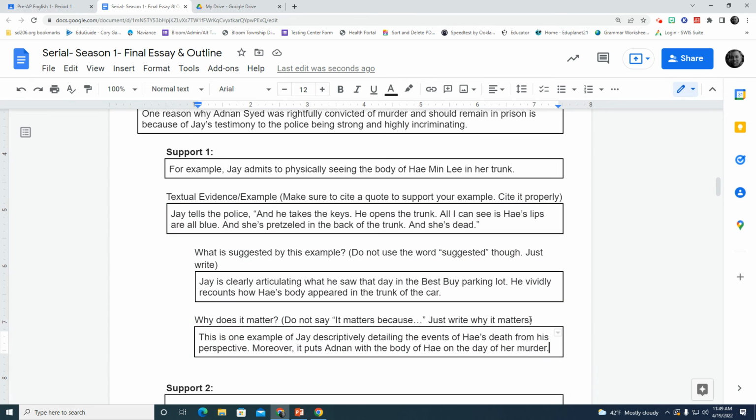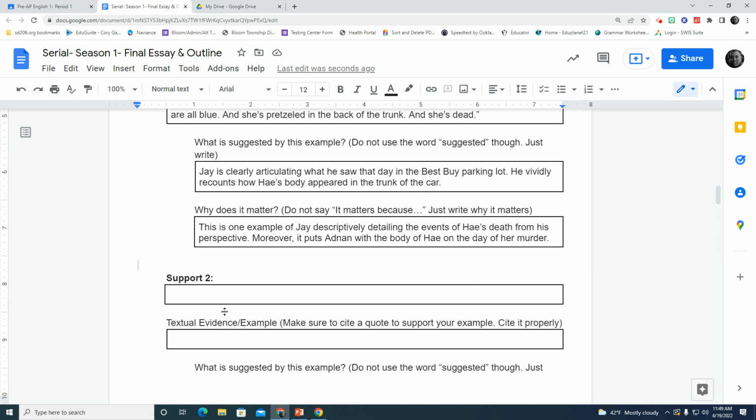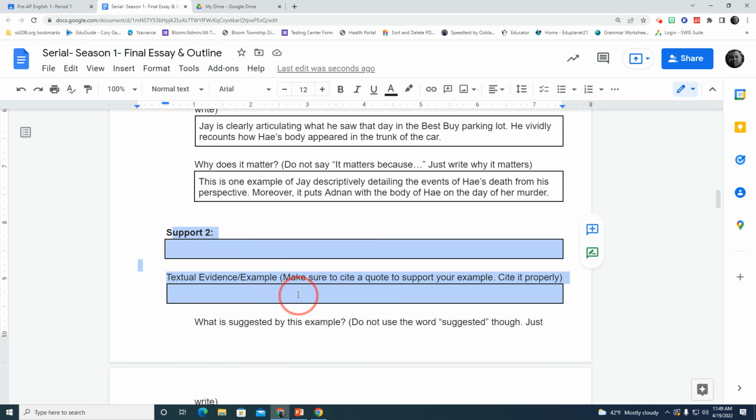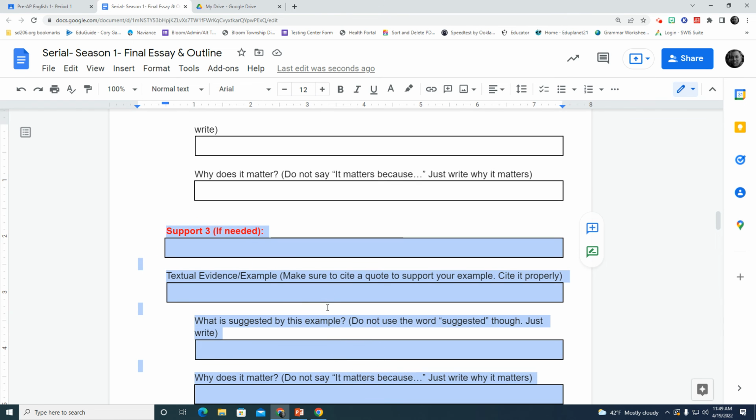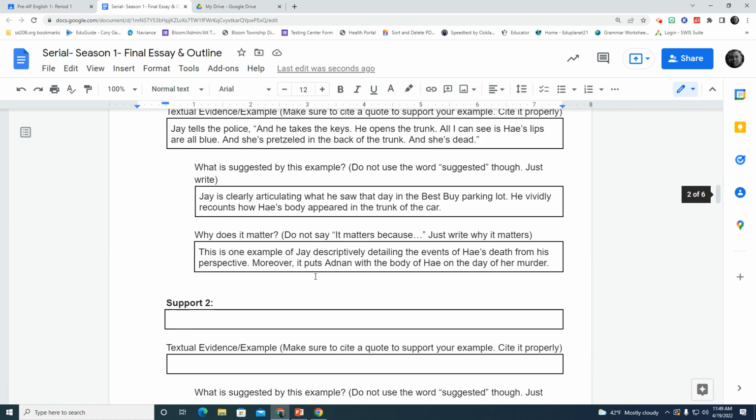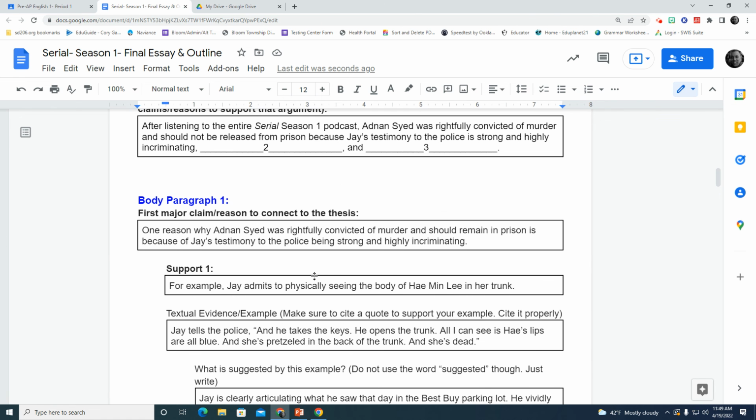So that's just one of his main points. So again, notice that I have support for my example. I backed it up with some evidence. I talked about what was suggested by that evidence. And then I talked about why it matters. Right? And that's just one point. And then I would repeat that process by giving another example of support of why Jay's testimony was highly incriminating. And if I need a third example, I would come up with a third example of support of why Jay's testimony was highly incriminating. And that's how you write a body paragraph.